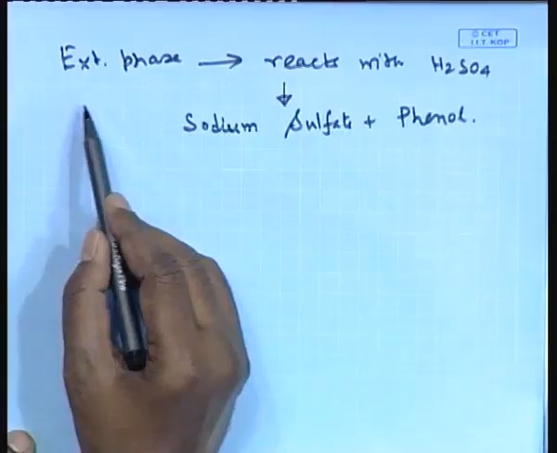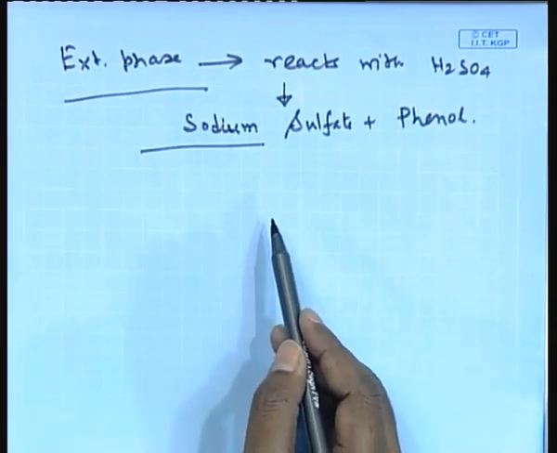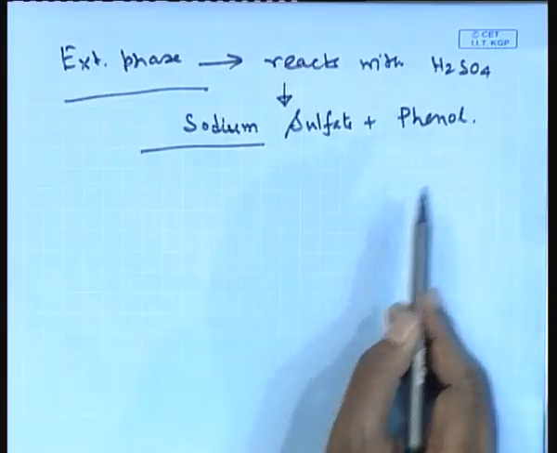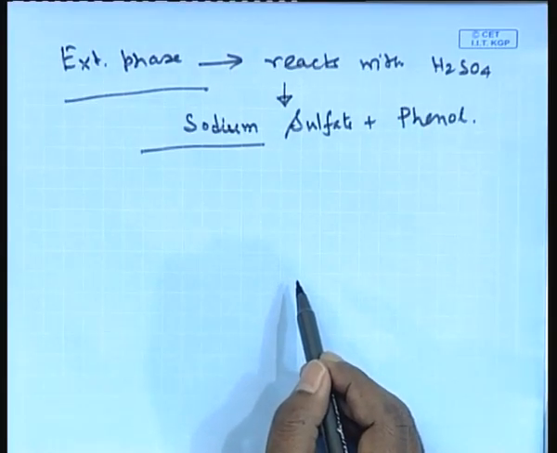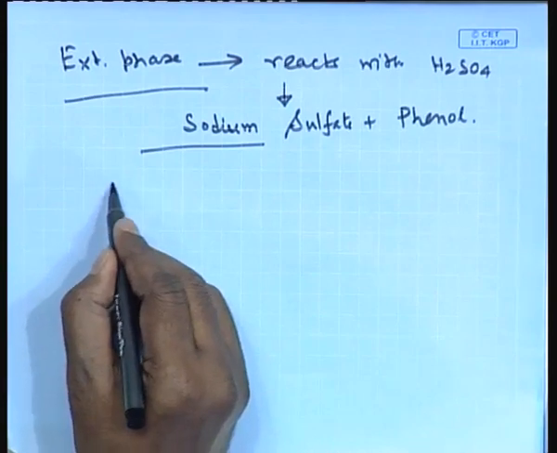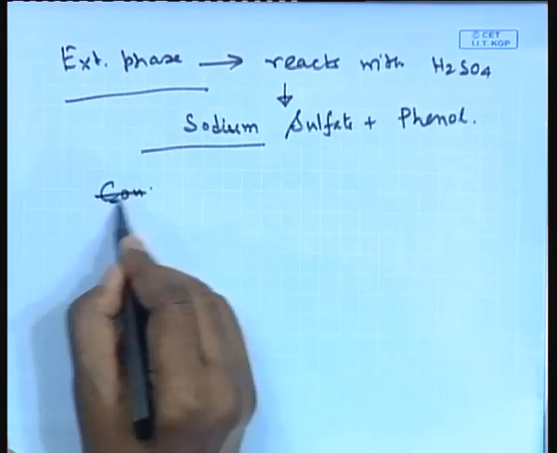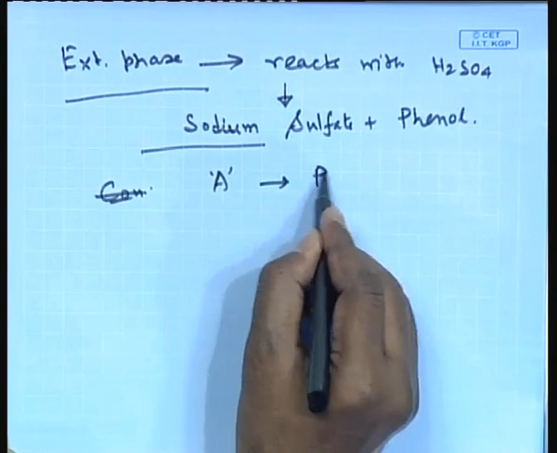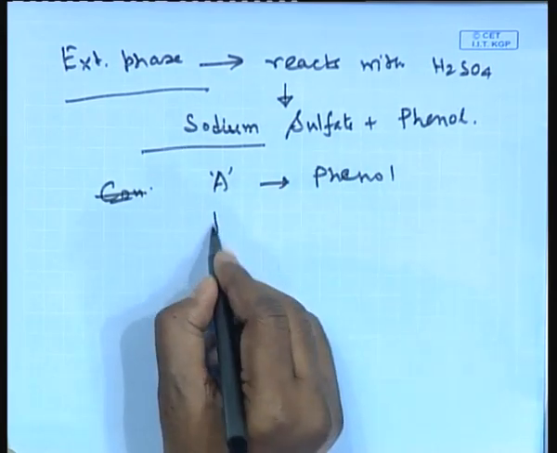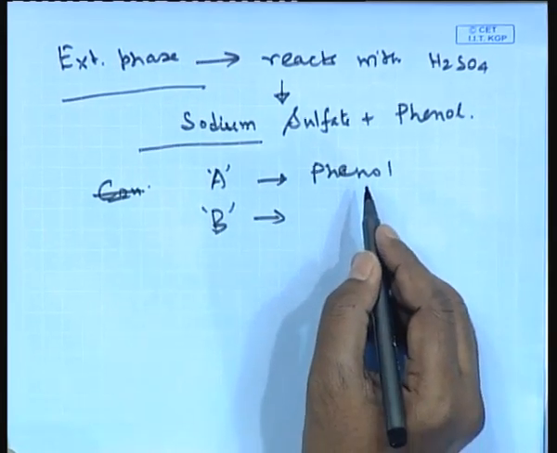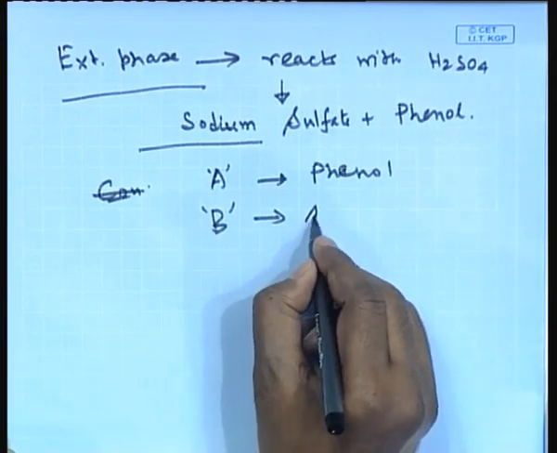So, does that mean the concentration of phenol will always be constant in the external phase? No, because this breakage itself will be very small. So, the amount of sodium phenolate coming out of the internal phase into the external phase will be very small, and the phenol that is regenerated will be extremely small. So, in the long run the concentration of phenol will really be decreasing in the external phase. Concentration of A means phenol, and B is the final compound produced in the internal phase, sodium phenolate.